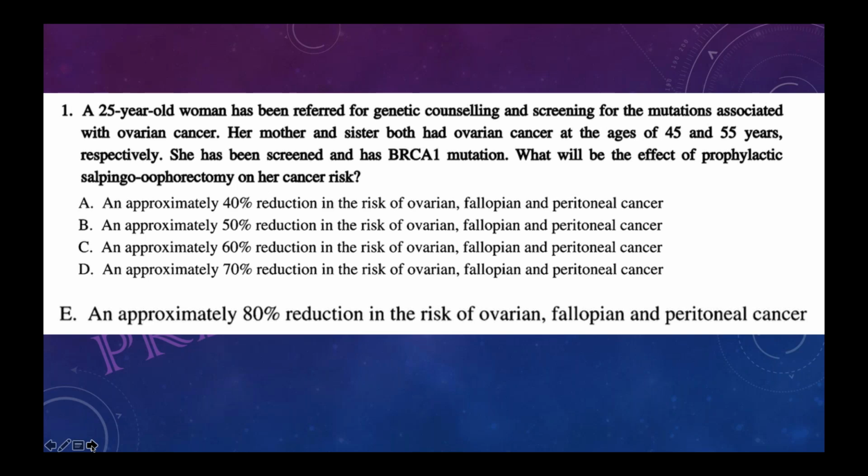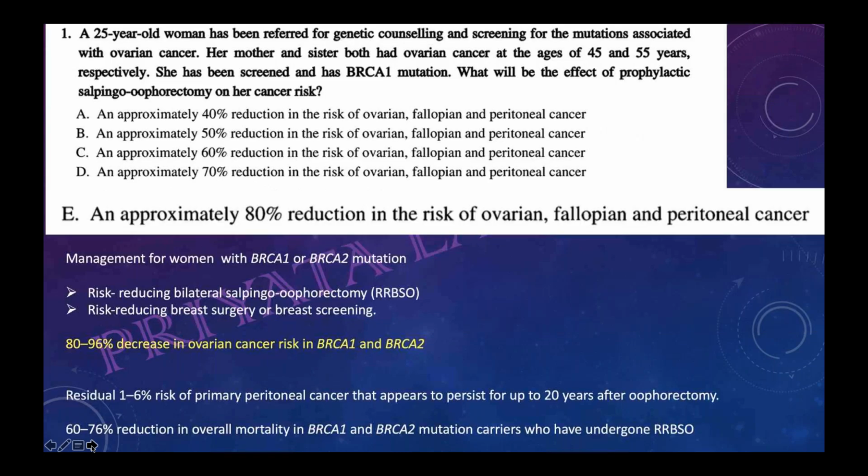A 25-year-old for genetic counseling. Her mother and sister both have ovarian cancer. She has been screened now. She has got BRCA1. What will be the reduction of ovarian cancer for her if prophylactic salpingo-oophorectomy is done? E will be the answer because there is an 80 to 96% risk decrease in ovarian cancer. They have not given that, so the answer will be 80, but it is 80 to 96%.